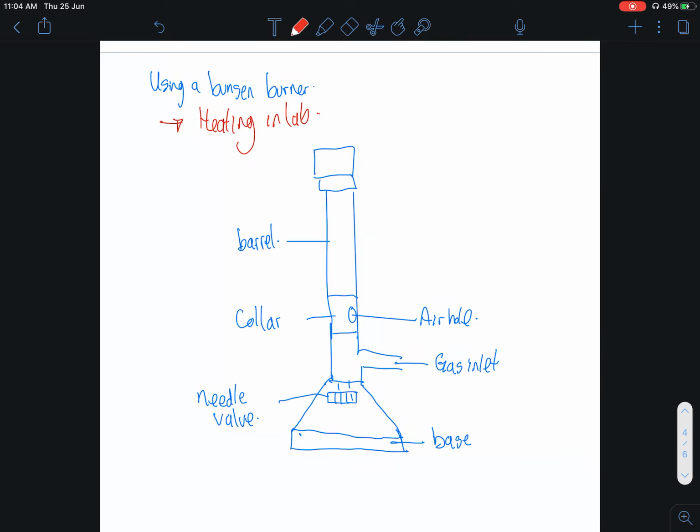Where would the fire come from? The fire will usually come from the top here like this. So this is where the flame is. This is the fire. I would say the flame, I wouldn't say fire. Now, you are required to first understand the different parts of the Bunsen burner.